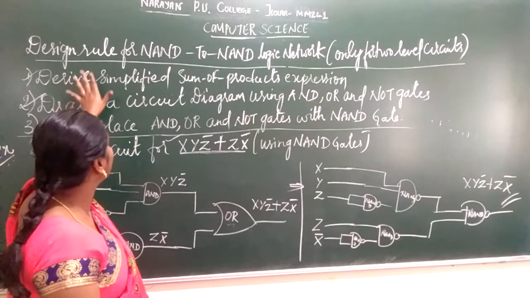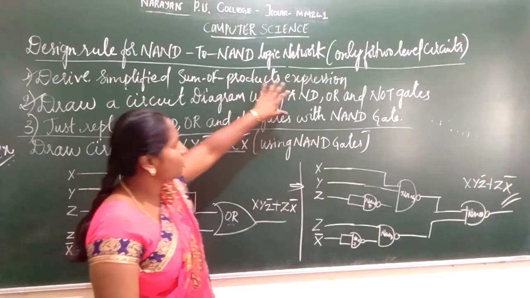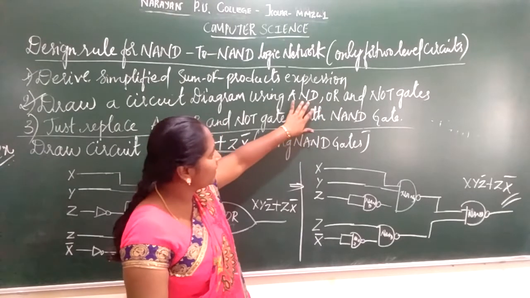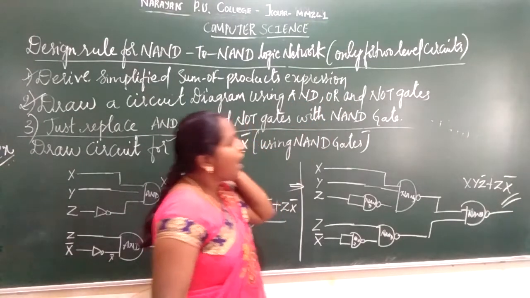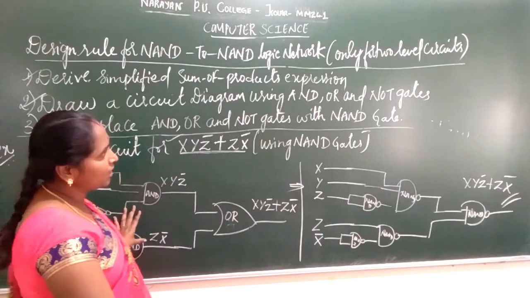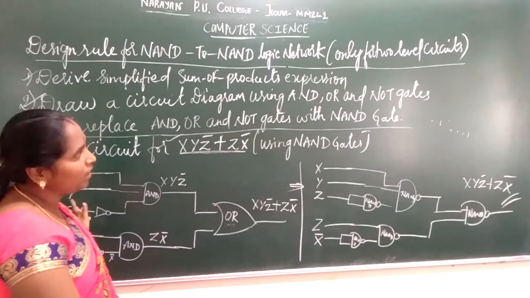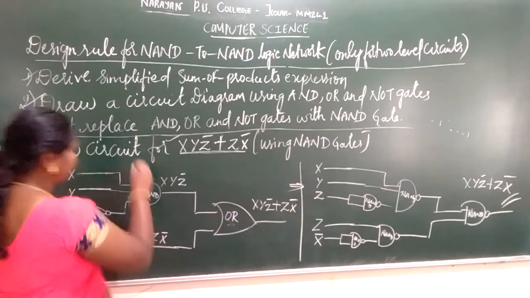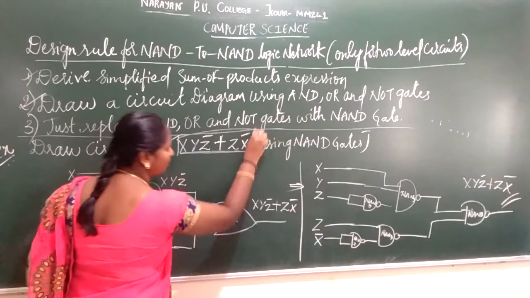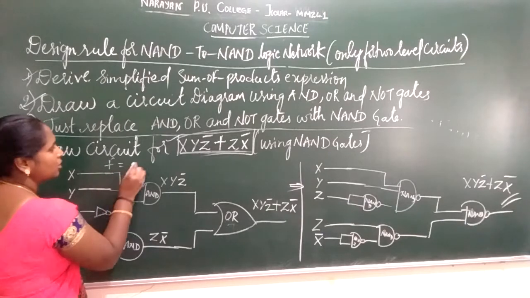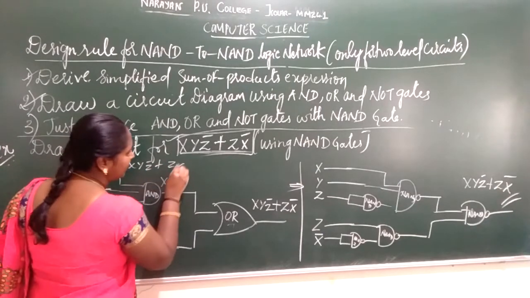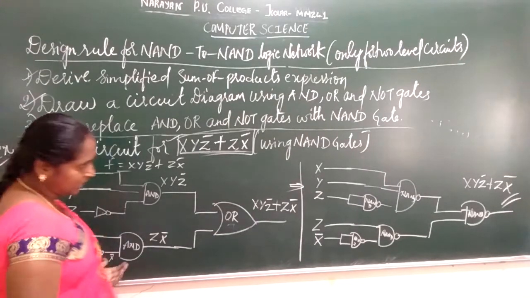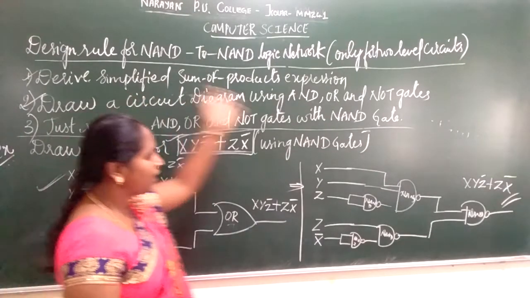How to draw: the rule is first to get a simplified sum of products expression. After that, draw the logic circuit with the help of basic gates. What are the basic gates? AND, OR and NOT. After drawing the basic gates logic circuit, each basic gate should be changed, that is, replaced with a NAND gate. So first I have taken the simplified expression, which is in the form of sum of products itself. So f is equal to x y z bar plus z x bar. For this I have drawn the basic gates. After that, I am changing these basic gates into NAND gates.